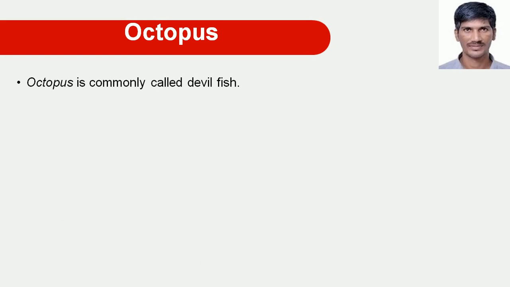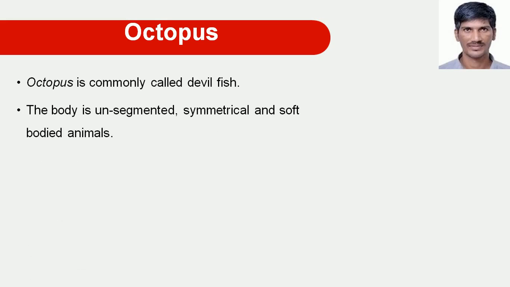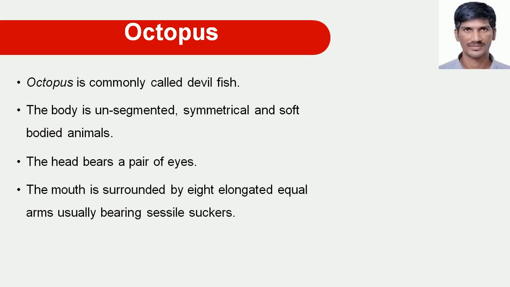Now let's go to the general characters of the octopus. The octopus is commonly called a devilfish. It is not a fish, but it is also called a devilfish. The body is unsegmented, bilaterally symmetrical and soft. The head bears a pair of eyes. The mouth is surrounded by 8 elongated, equal arms, usually bearing sessile suckers, and the shell is absent in this animal.